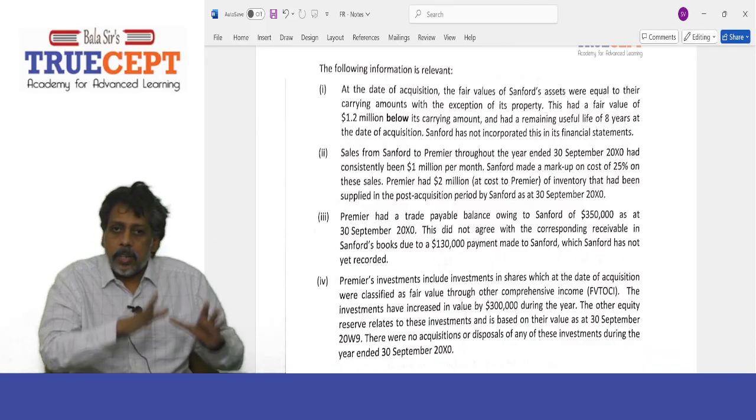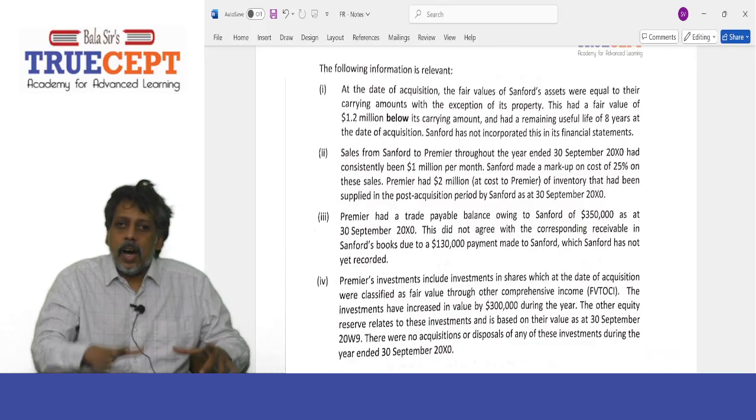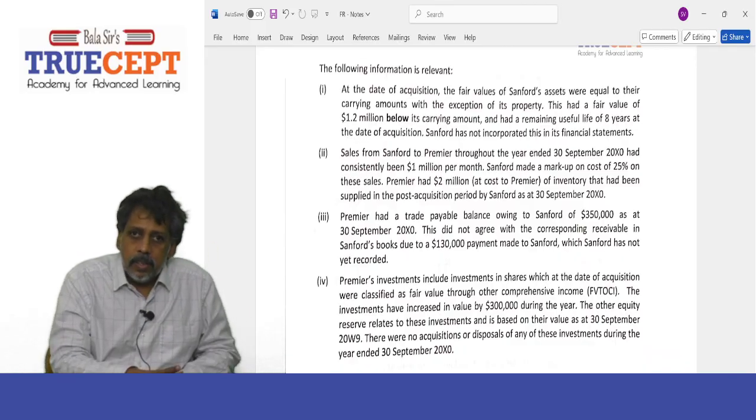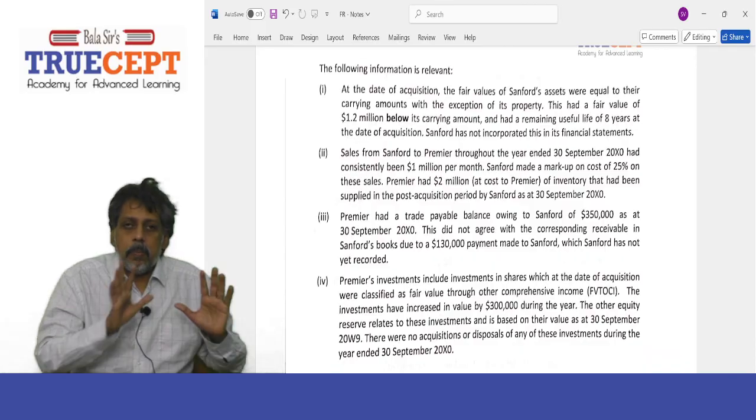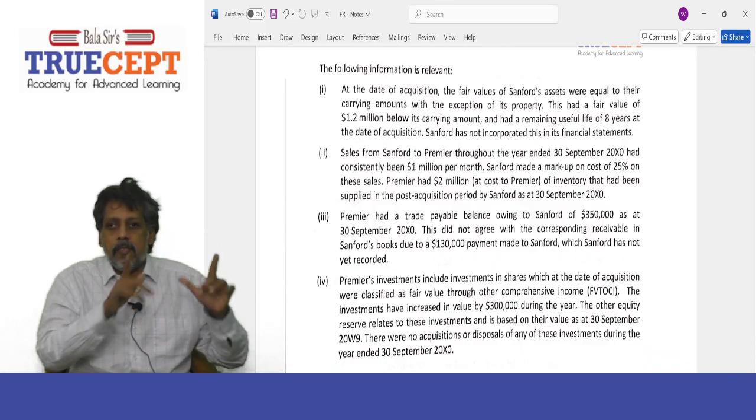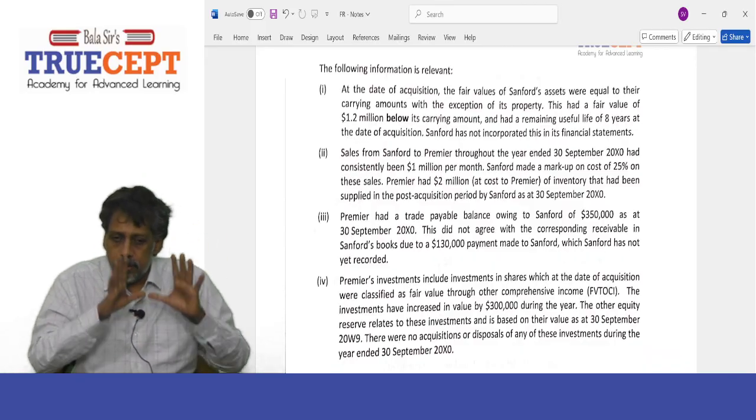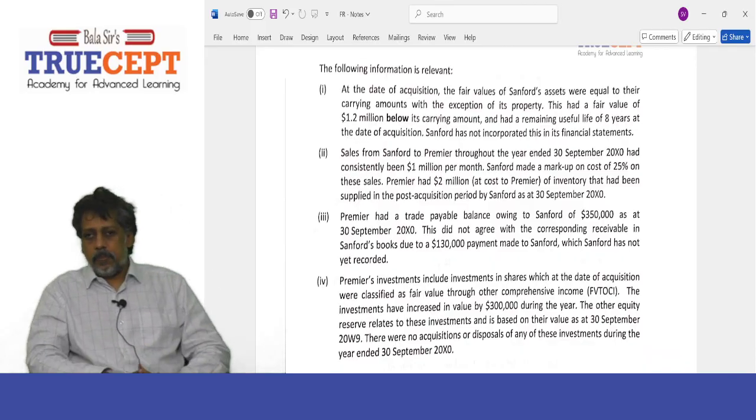Now I will tell you how to, don't bother. All these are intra-group balances. I will tell you how to eliminate this. Just do not get flustered or agitated. Just stay cool.